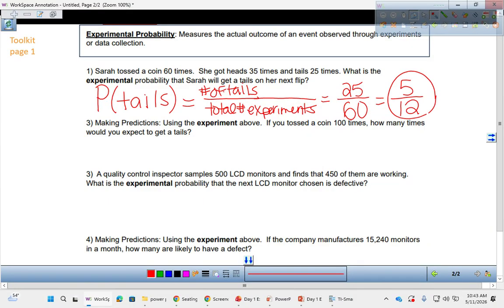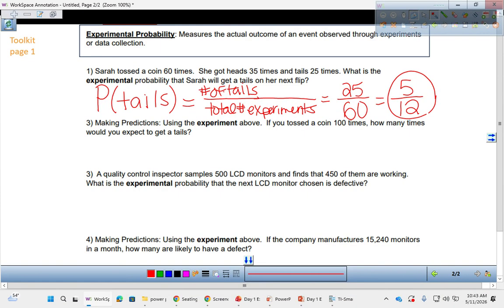That's not the actual probability of getting tails, right? If I were to put a coin on your desk right now and ask you to flip it, what are the chances that you get tails? 50-50, right? This is her experiment. From her data, from her experiment, the probability is actually 5/12. She got it a little less than half. Does that make sense?